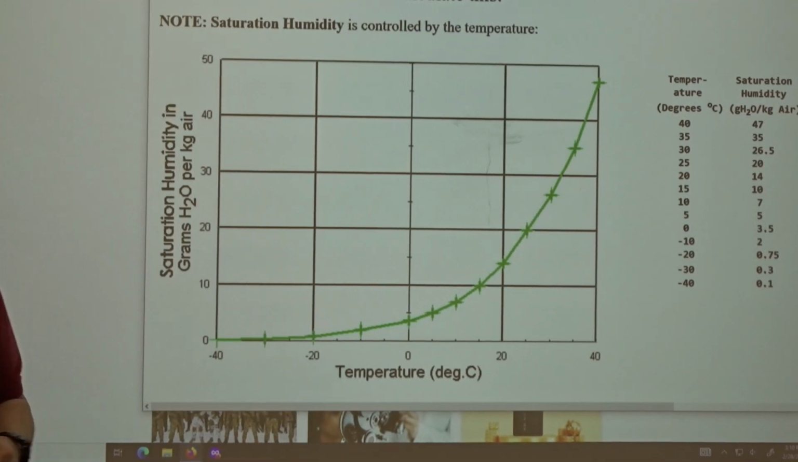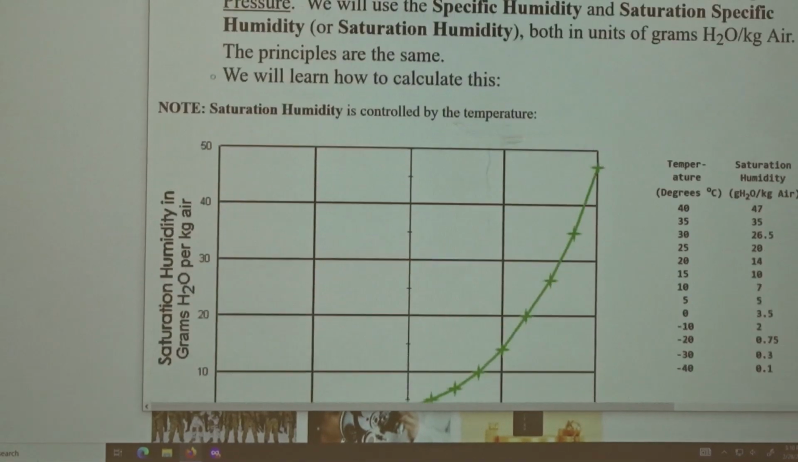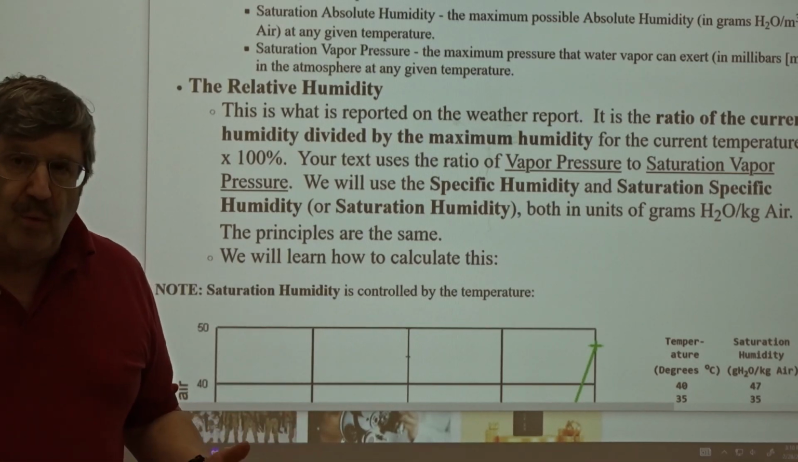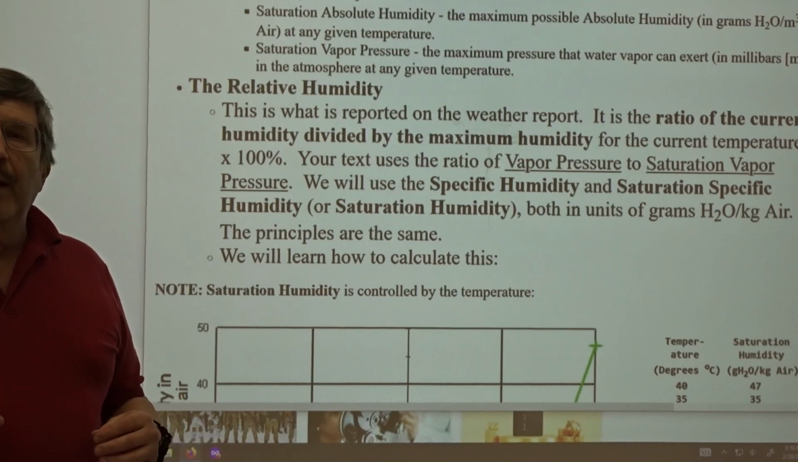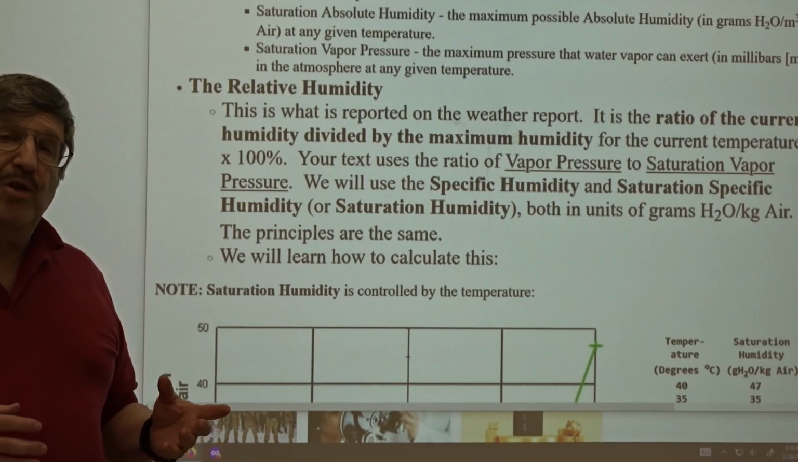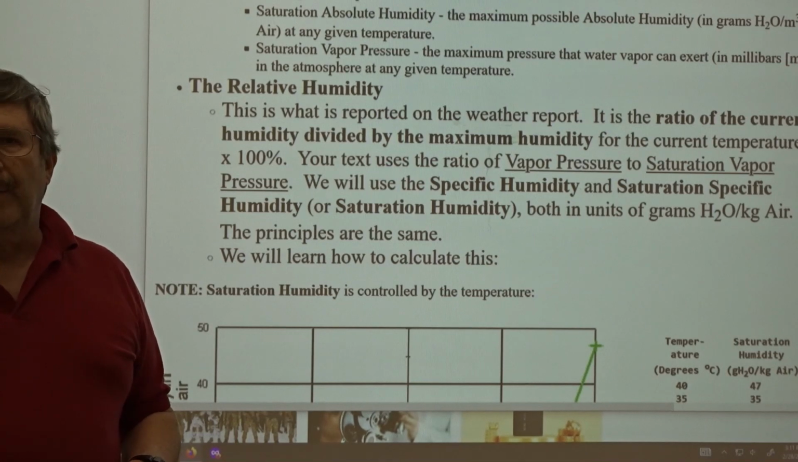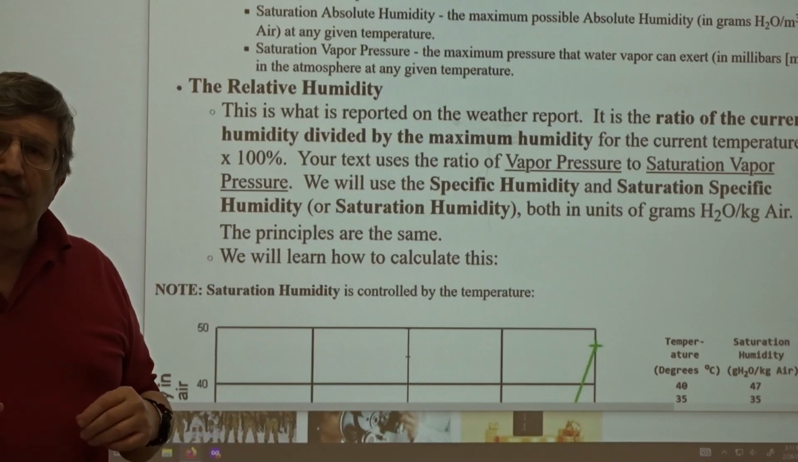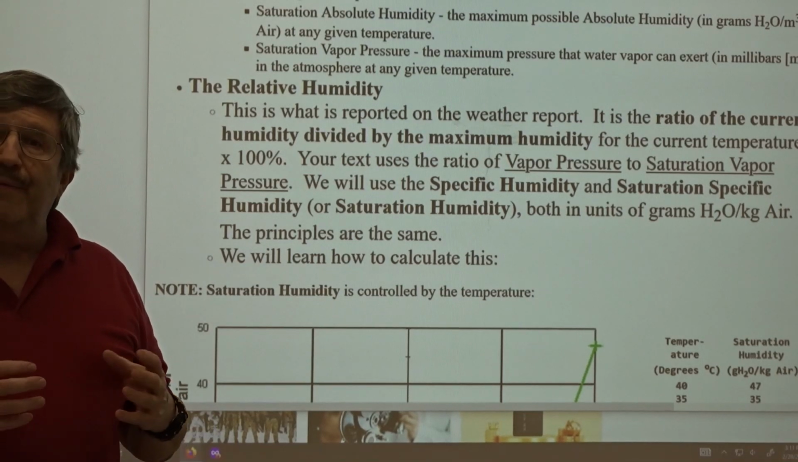So what do we mean by the term relative humidity? The relative humidity is the ratio of the amount of water vapor you actually have in the atmosphere versus the maximum amount you can have. If the maximum amount you can have is, say, 40 grams of water per kilogram of air, and the amount that you actually have is 20 grams of water per kilogram of air, then you are halfway to saturation. And so you would say your relative humidity is 50%.